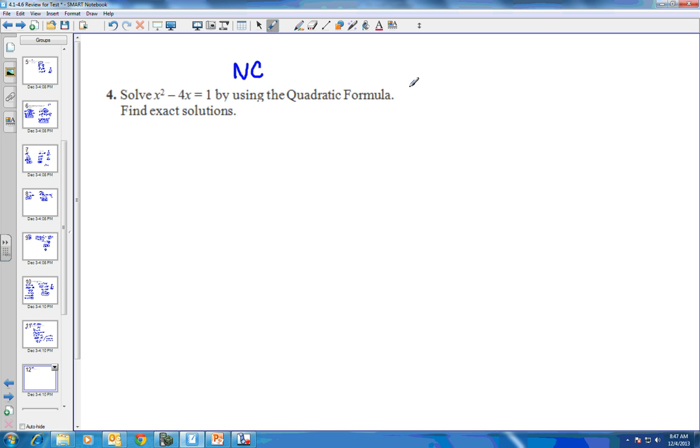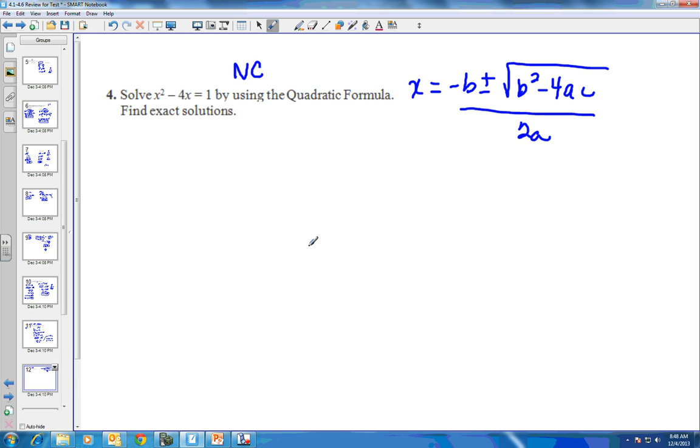All right, so let's write the formula down. X is equal to, and you can sing your little song, negative b plus or minus the square root b squared minus 4ac all over 2a. I will when I'm not recording it. All right, so first of all, we have to make sure that this is set equal to 0 and it's not. So I'm going to have to move my 1 over.